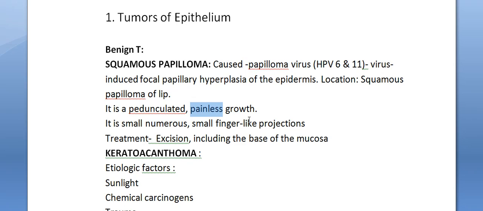It can be small also, or numerous, meaning many in number. It's a finger-like projection. I already told you papilloma means finger-like projections. Treatment is surgical excision from the base, including the base of the mucosa, to prevent recurrence. Meaning, if you don't remove the base, it will come back again. Okay, that is the first tumor, squamous papilloma.